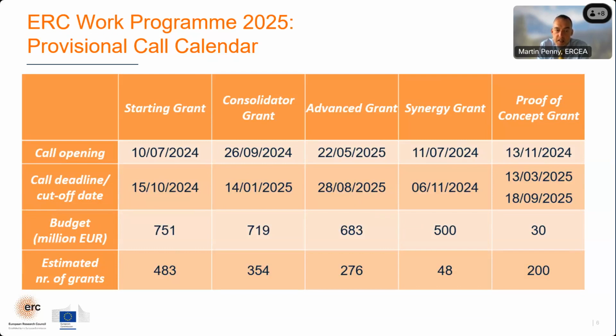We expect these dates will be maintained, but I need to underline that they are provisional. It will give you a good idea of when the calls are expected to open and when the cutoff dates or the deadlines are put in place. We use cutoff date for a proof of concept, and deadlines for the other calls. You see the expected budget and the estimated number of grants that we'll be able to fund. I know many of you are probably now scribbling this down frantically looking for deadlines. Don't worry, all of these slides will be available afterwards, as I've said before.